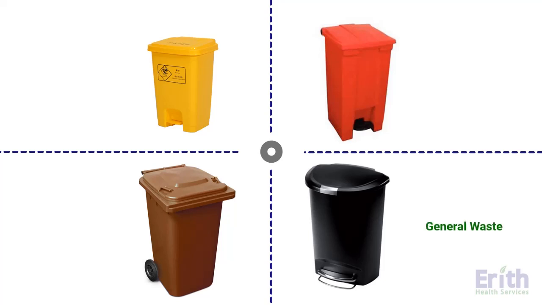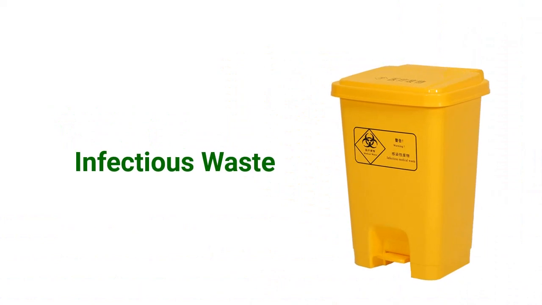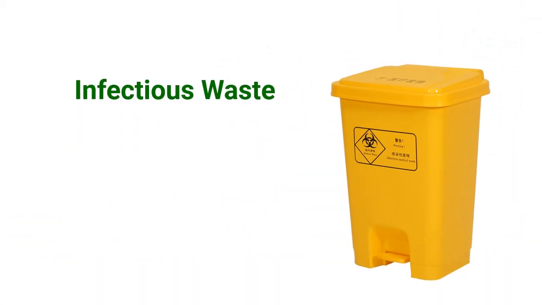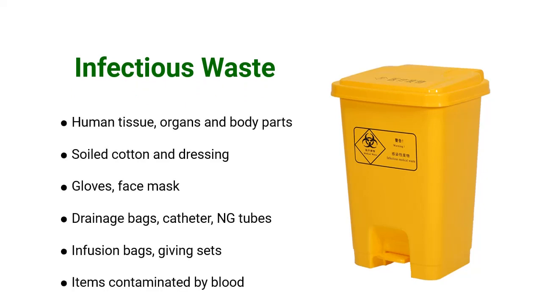The yellow should contain infectious waste. The brown should contain chemical waste. And the red is highly infectious waste. And these are some of the things that should go to the infectious waste: soiled cotton wool, body parts, soiled plaster, gloves, face mask, drainage tube, NG tube, infusion bag, giving set contaminated by blood, and sanitary pads.